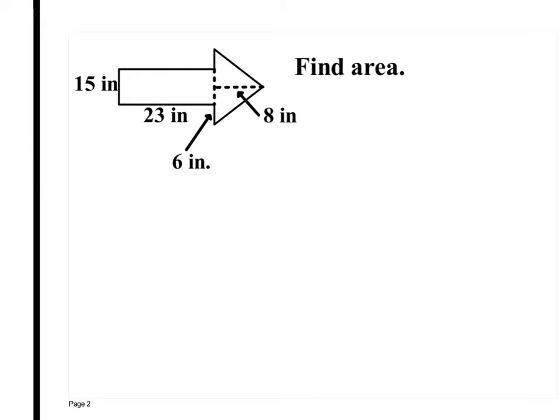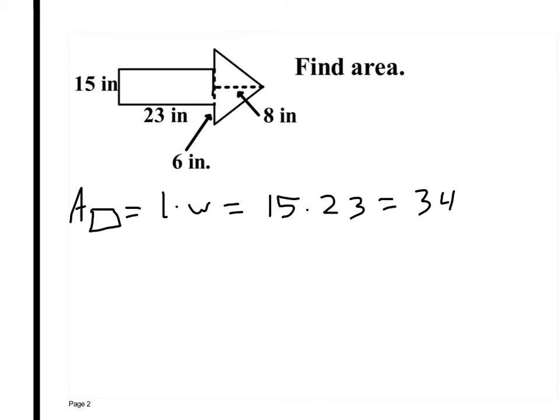All right, so we need to figure out the area of this arrow right here. What I do is I break each thing into individual shapes. I can break this into a rectangle and that into a triangle. I know the formula for the area of a rectangle. What's the formula for area of a rectangle, or parallelogram? Length times width, or base times height. So the area of this rectangle is length times width, and it doesn't matter which one's which: 15 times 23, which is 345.